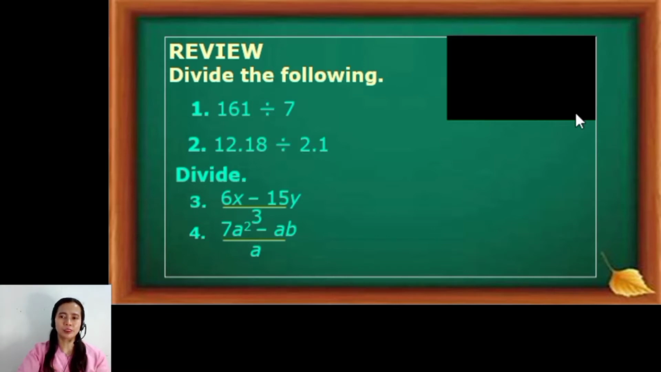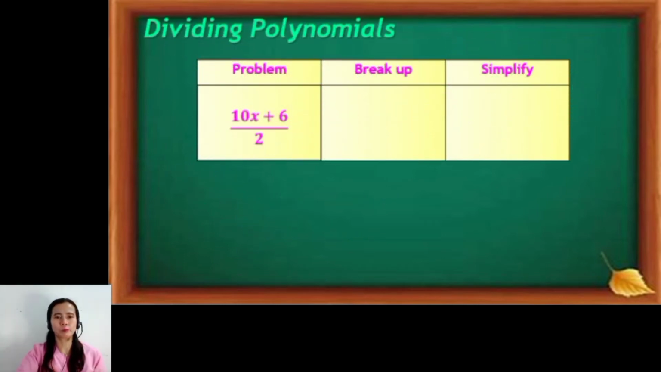Let's check your answers. So we have 161 divided by 7 is 23. Then 12.18 divided by 2.1 is 5.8. Then 6x minus 15y all over 3 is 2x minus 5y. And 7a squared minus ab divided by a is 7a minus b. I hope nakuha niyo yung tamang sagot. So, in dividing polynomials, as what I have said, you have to break it up.